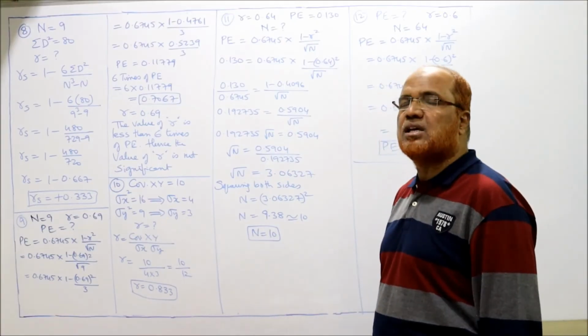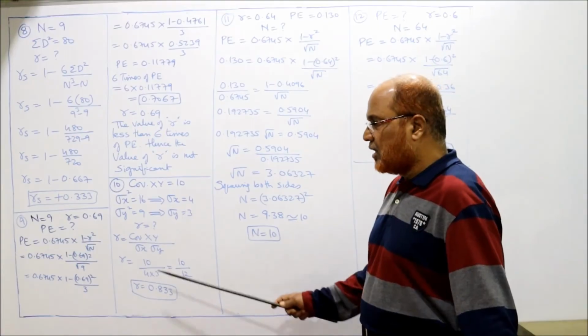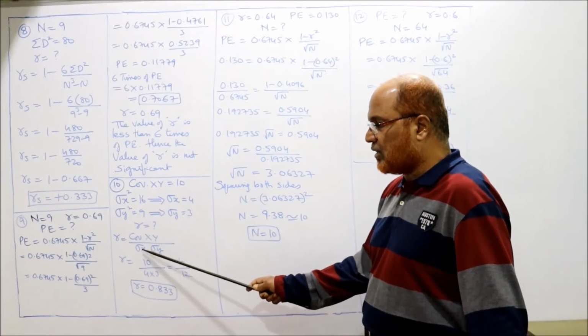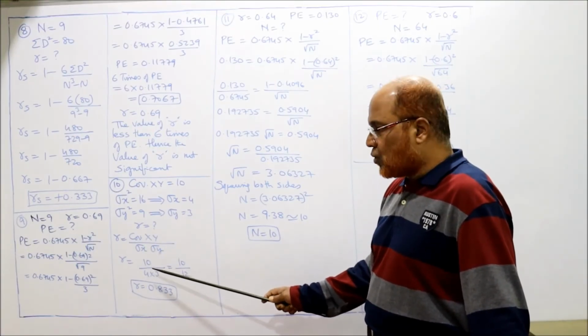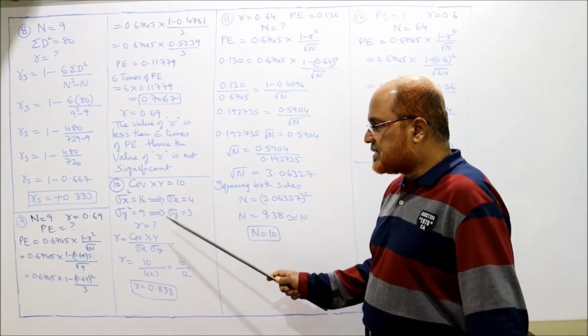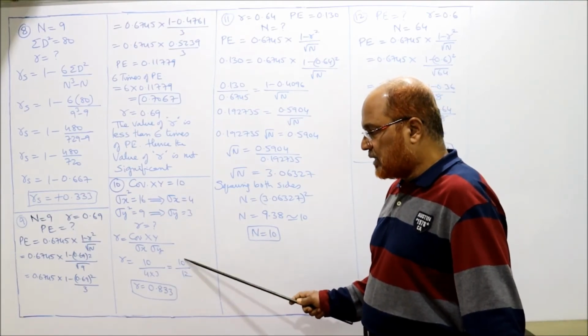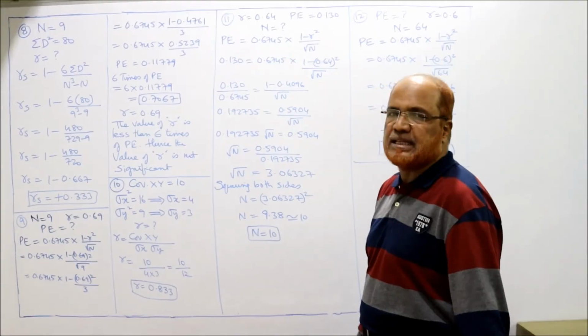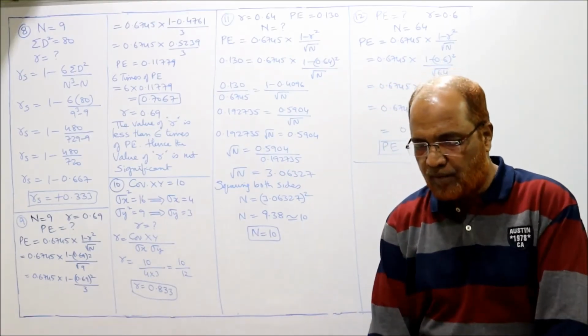R how much? It is asking you to find out the correlation coefficient. So R is equal to covariance of x and y divided by sigma x into sigma y. Covariance is 10, sigma x 4 into 3. So 10 divided by 12 is 0.833. That is the correlation coefficient.